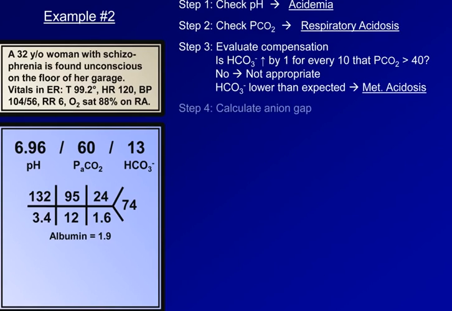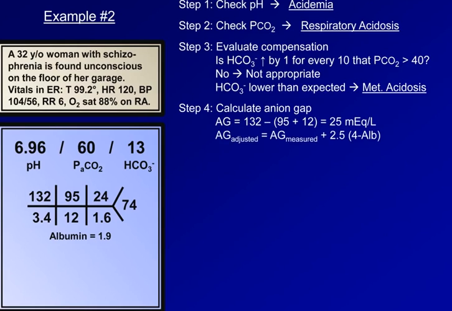Step 4, the anion gap. 132 minus the sum of 25 and 12 is 25. Adjusted for albumin, it becomes 30. So there is an elevated gap metabolic acidosis.